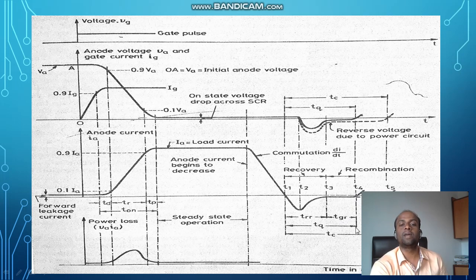So this time is called the turn off time. Obviously, when there is voltage and current, there will be some power loss, so during turn on there is always some power loss. This is how we have seen the switching characteristics of SCR. Thank you.